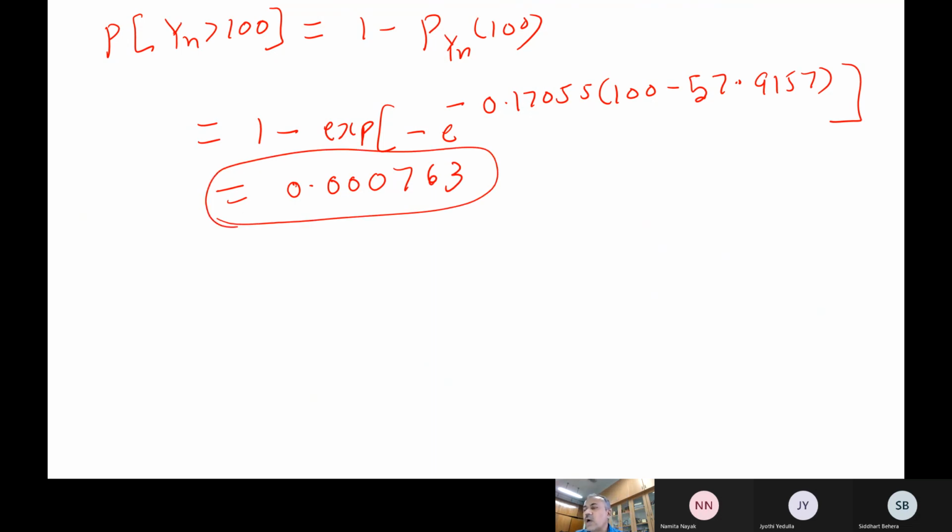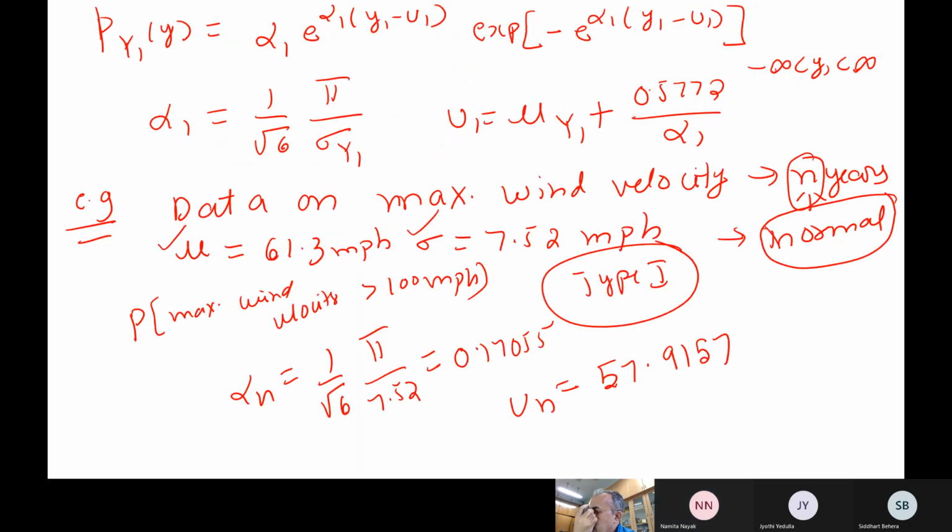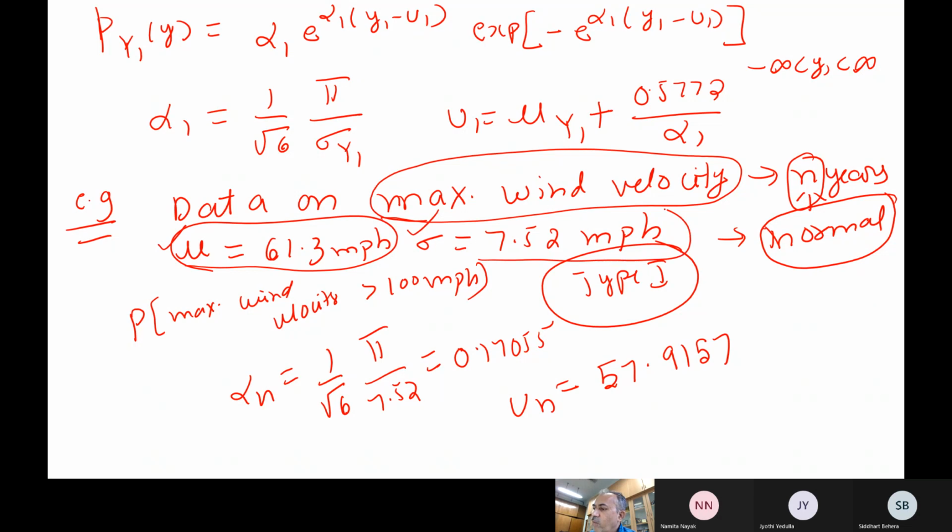Now, what is your comment on this probability? What is your comment after looking at this value? Whether the wind speed will exceed? No, sir. The chances of exceeding are very low. Why is it very low? Because whatever data we are using is not the whole wind data. We have compiled only the maximum wind speed in a month. This is the mean value, and the standard deviation is 7.52.